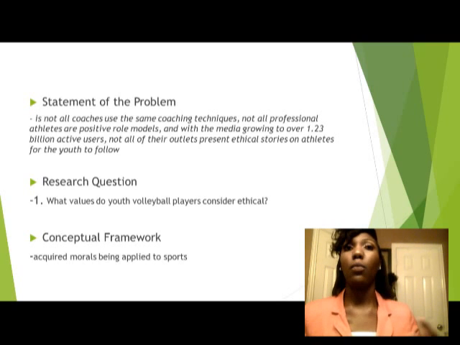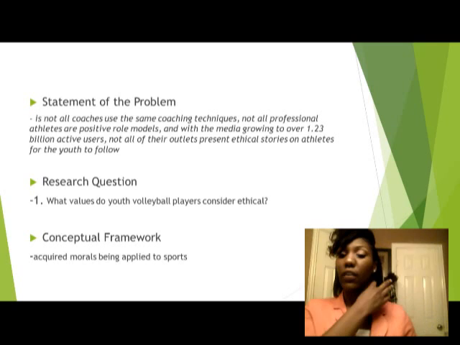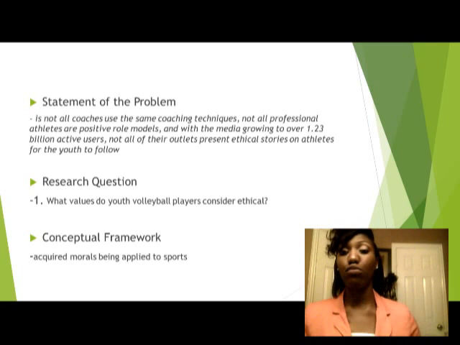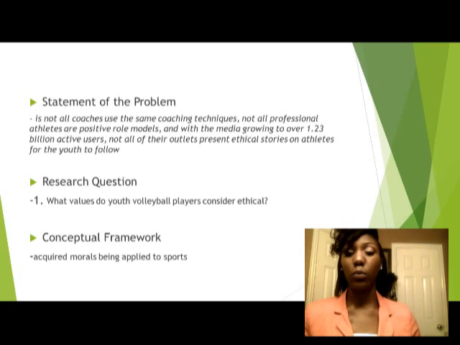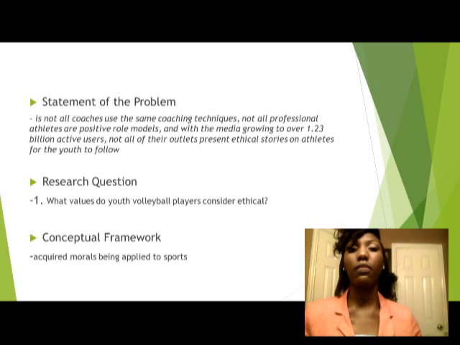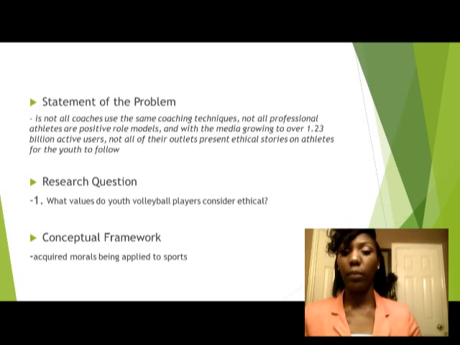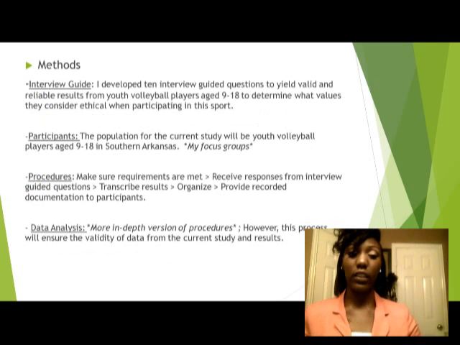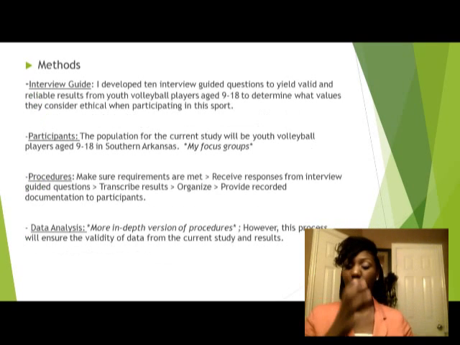The overall research question, and what I'm trying to figure out in this study, is: what values do youth volleyball players consider ethical? The conceptual framework within this is pretty much an application of all the acquired morals being applied in sports. So these different influences and these different impacts, how they apply those to different situations in sports.